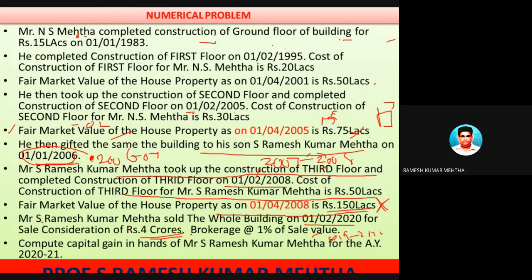When he was selling this house property to X and Y, a broker was appointed, and the broker charged 1% on the sale value, which is 4 crores. Now, this is a very complicated problem, and you can do it only on the condition that you know the rules, number one. Number two, that you know the cost inflation index of so many financial years. So the question asked is, find out the capital gains in the hands of Mr. S. Ramesh Kumar Mehta. Hope the problem is clear to all of you who are there in the class.